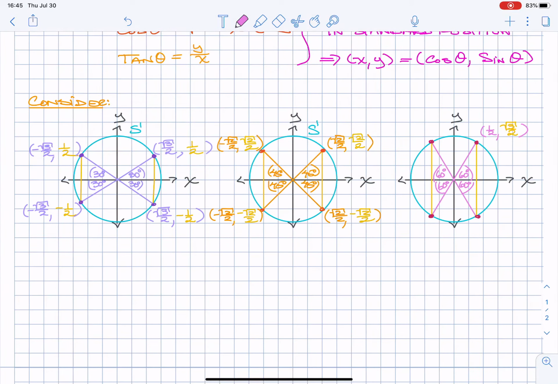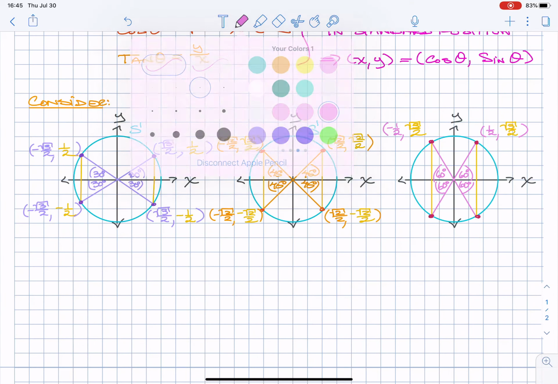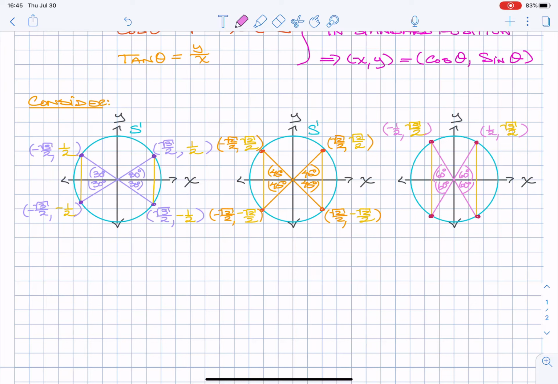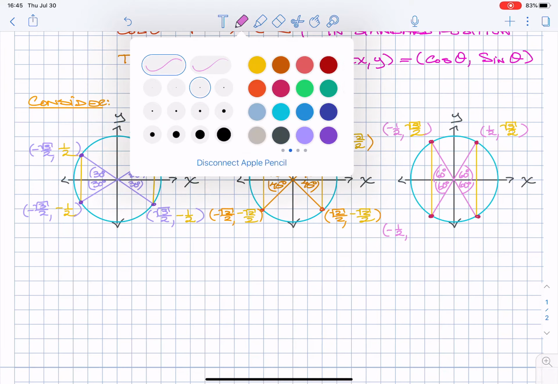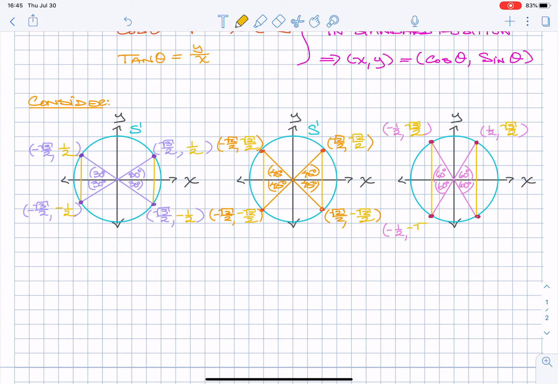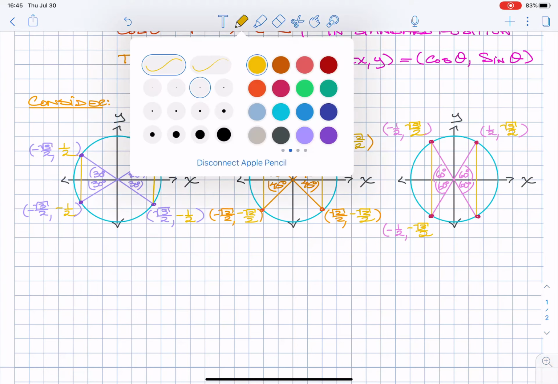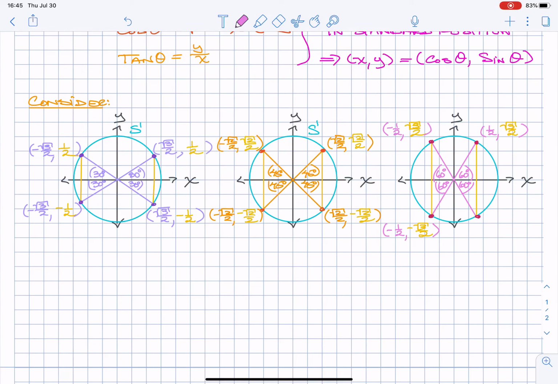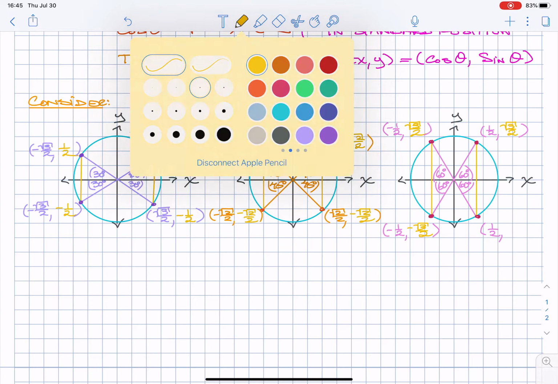So I just need to use this point and change the signs depending on the quadrant. In quadrant 2, x is negative 1/2, but y is still positive, root 3 over 2. In quadrant 3, they're both negative, so negative 1/2, comma negative root 3 over 2. And finally, in quadrant 4, x is positive 1/2, but y is negative root 3 over 2.